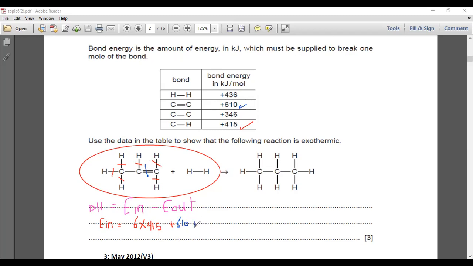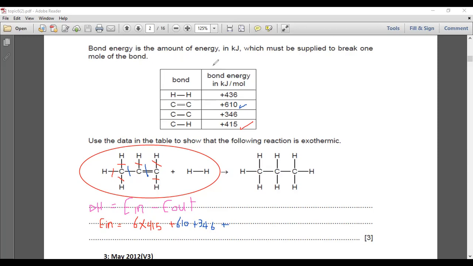Plus. Do you have any bond in this compound? Yes, C bond C. This bond. What is the value of C bond C? 346. So write 346. Thus, in this compound, do you have any bond?